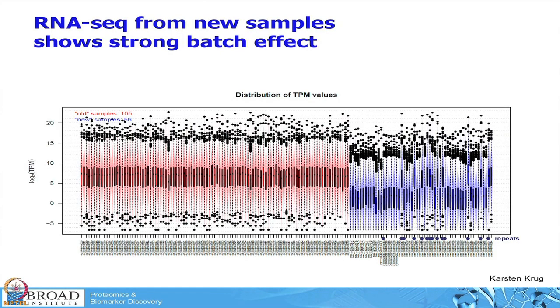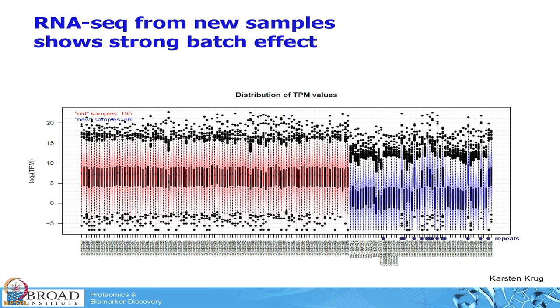So here is an example that Karsten worked on in our group. We had an experiment where RNA-seq was done on about 105 samples. Those are the red samples. You can see this is plotting the expression value for all the genes measured using RNA-seq. This is a box plot. You can see the first batch was all fine. There was one sample that was slightly low, but most of them were fine.